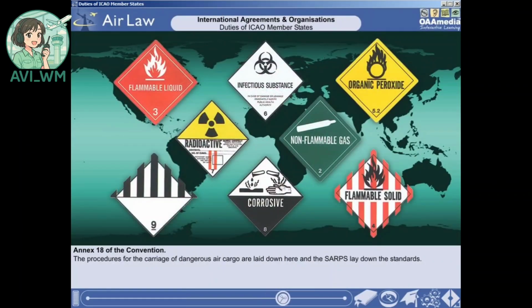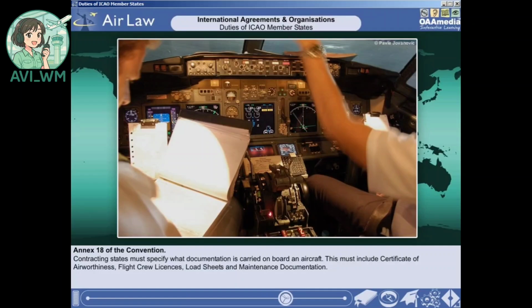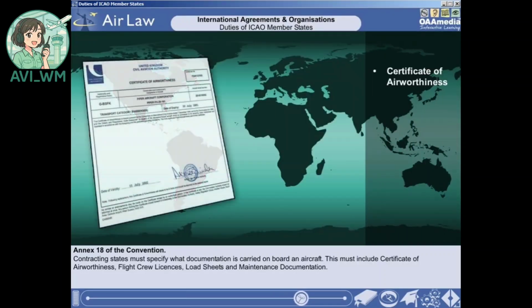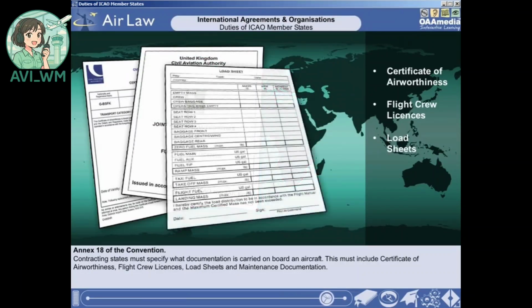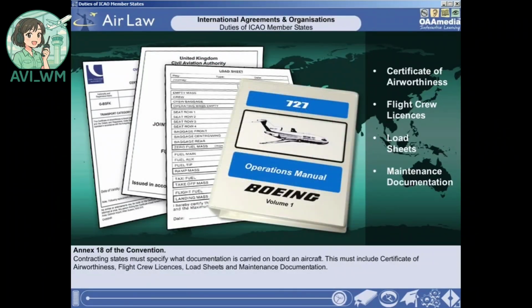Another specific duty worthy of mention in this lesson is the duty of member states to comply with the standards for the safe carriage of dangerous cargo. Annex 18 of the Chicago Convention details extensively the technical instructions surrounding this activity. Finally, member states are also duty-bound to specify what documentation is to be carried on a commercial flight. Documentation must include certificate of airworthiness, flight crew licenses, load sheets, and maintenance documentation.